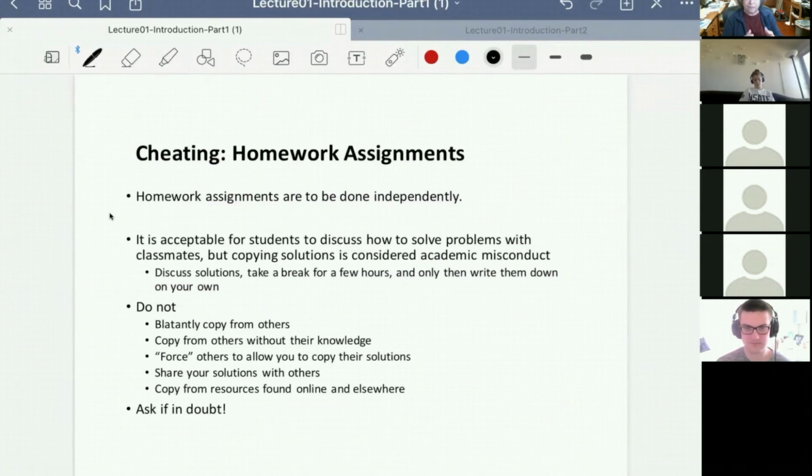Do not copy. Don't copy from others with or without their knowledge. Don't force others to allow you to copy. Don't share your solutions with others, and don't copy from resources found online and elsewhere. If you don't know if it would constitute cheating, ask. Okay?